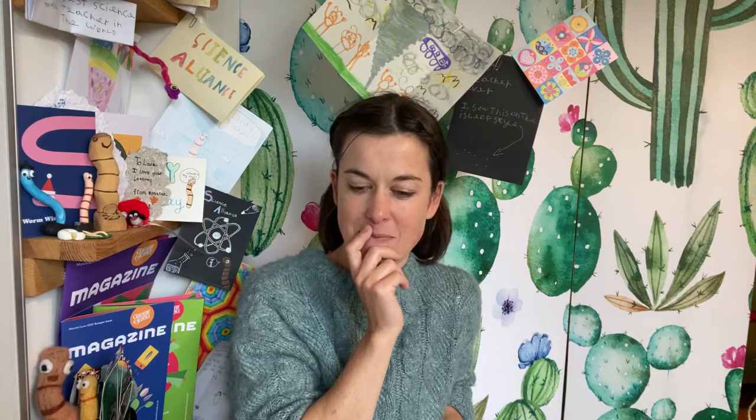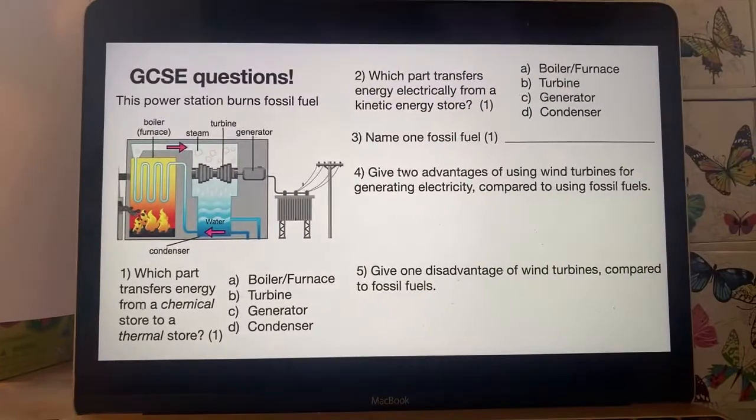Right, I've got some GCSE questions for you here. They do ask you for two advantages. I'll keep you hanging. Hopefully you can remember that if you need to know two disadvantages of fossil fuels, then you've got them. But let's have a go. To end, here we are.